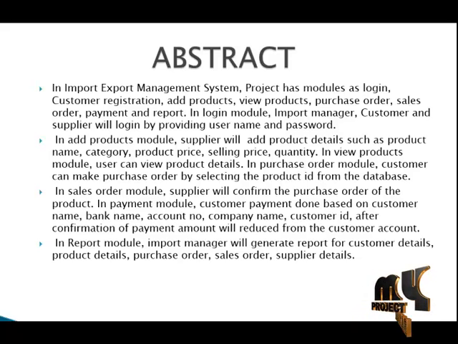In the add products module, the supplier will add product data such as product name, category, product price, selling price, and quantity. In the view products module, the user can view product details. In the purchase order module, the customer can make purchase orders. In the sales order module, the supplier will confirm the purchase order of the product.